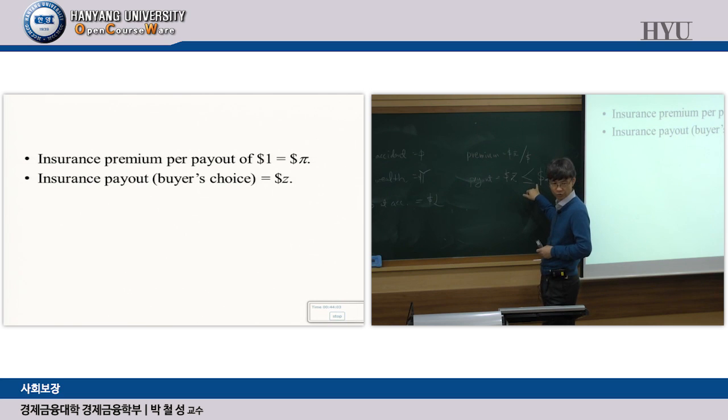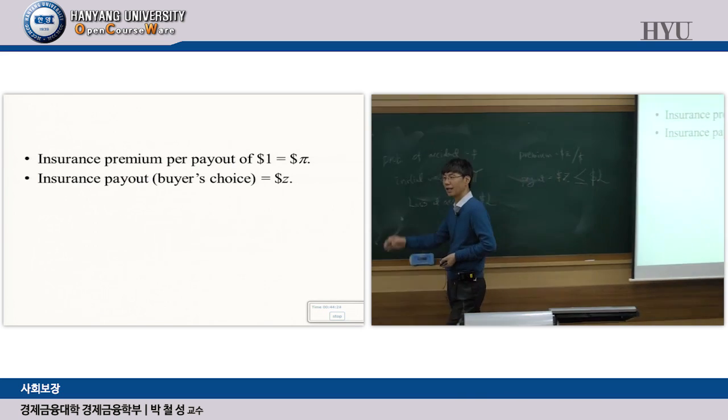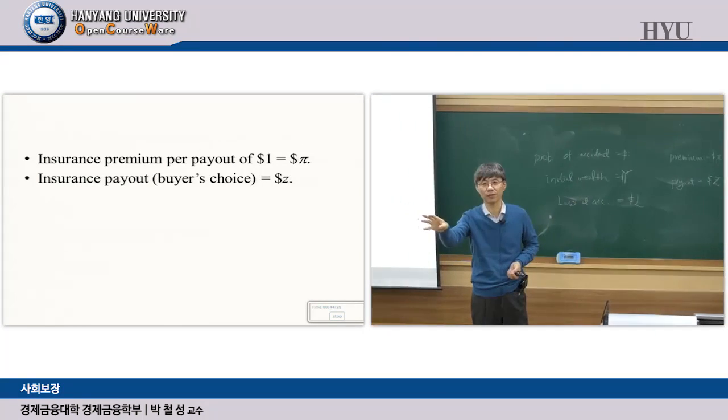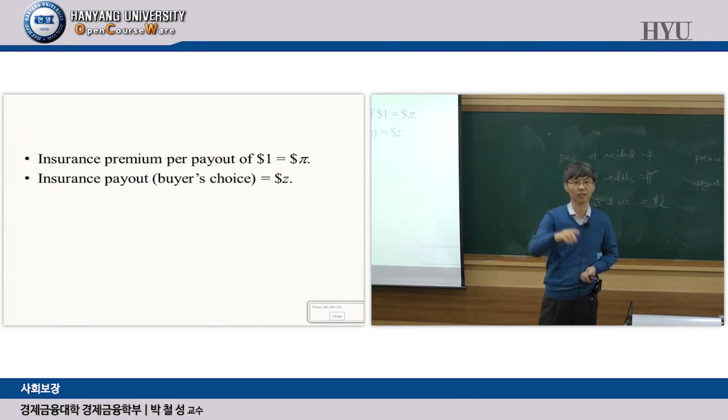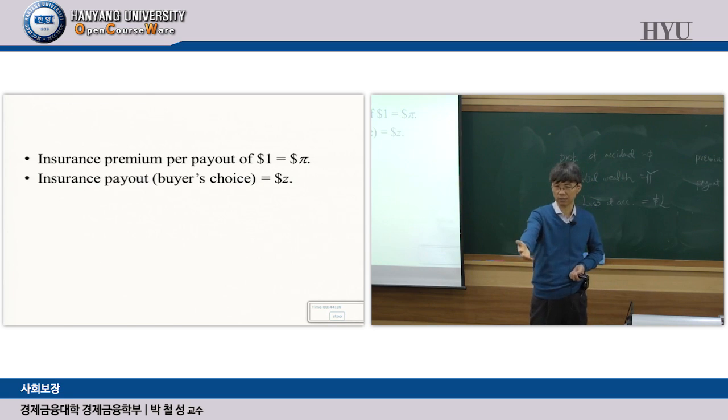The insurance does not make you richer than before the accident happens. The maximum is just to pay out the full loss, not more than that. If it's greater than L, then that's not insurance. It's speculation.